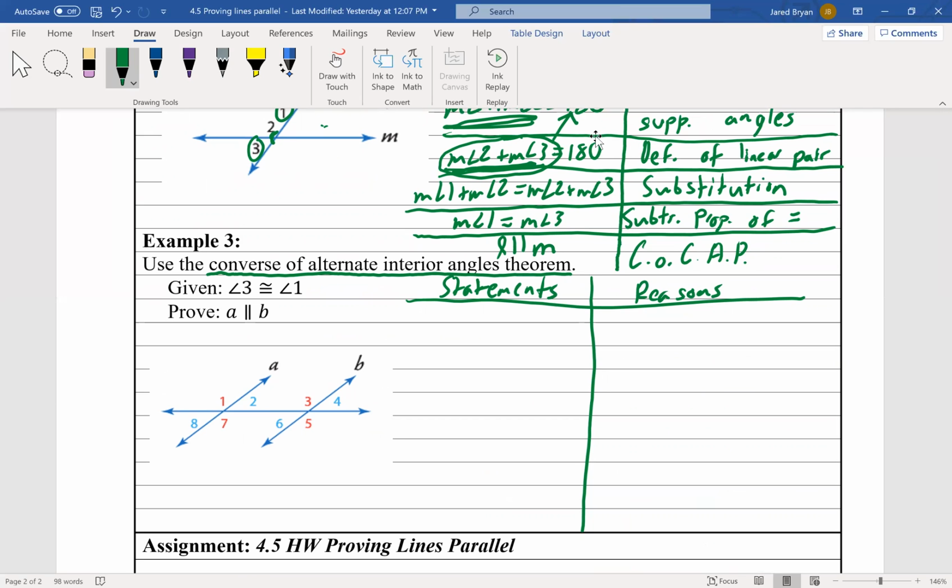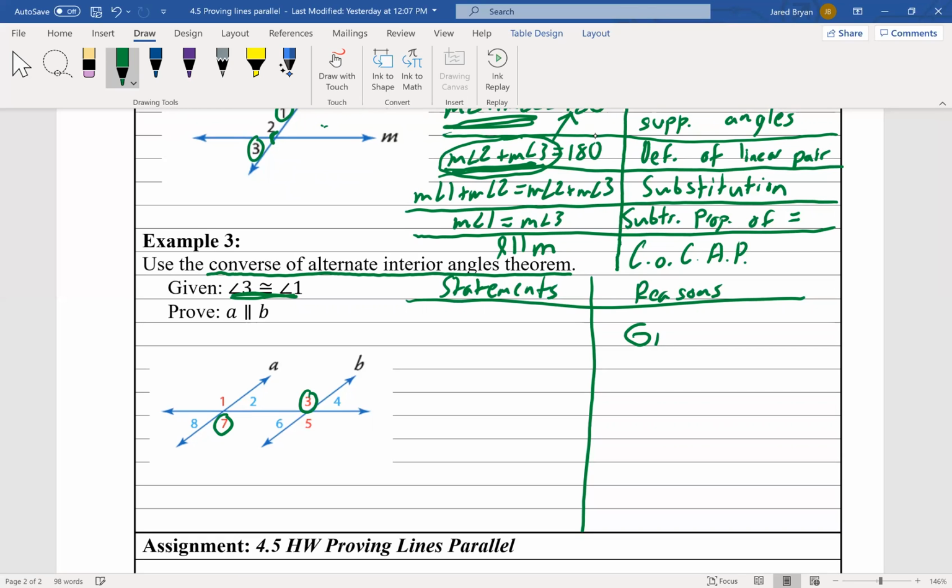Okay, well, good news is I've already been given information about angle 3 in my given information. So I see angle 3 here. And then the question would be, what would be the alternate interior angle to that? Well, notice that would be angle 7. So this is my end goal. If I can show that these two angles, 3 and 7, are equal, then I can say that the lines are parallel. Okay, so let's get there.